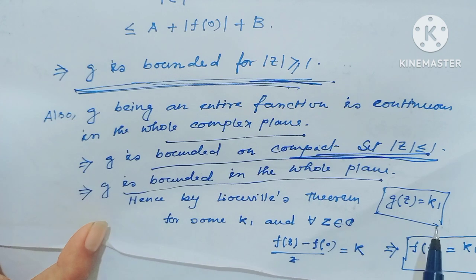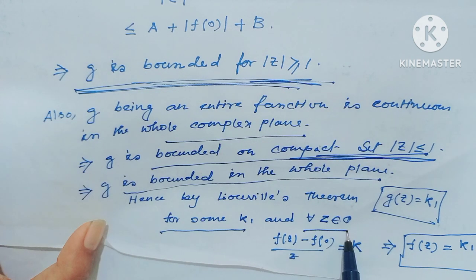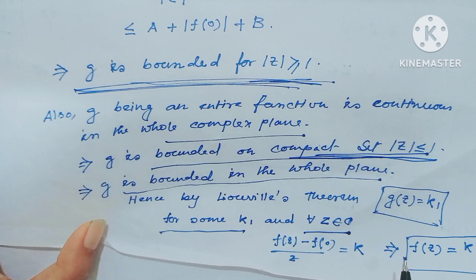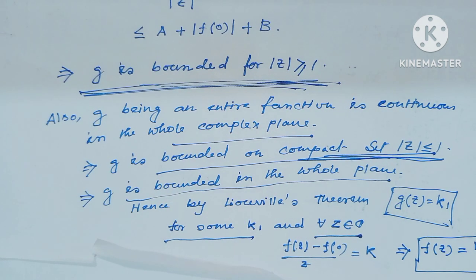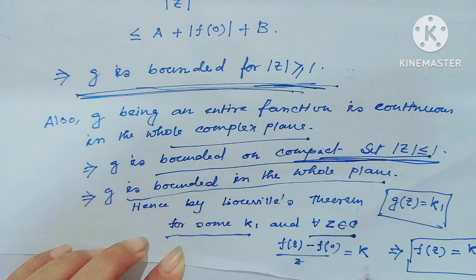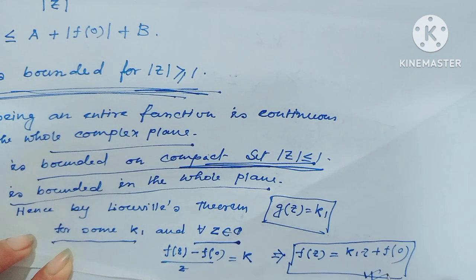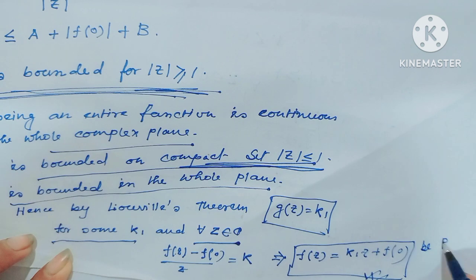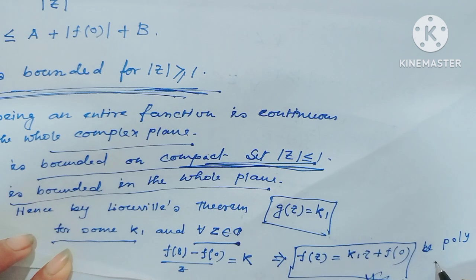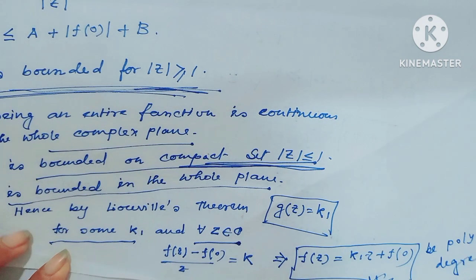Hence by Liouville's theorem we can tell Gz equal to a constant, for some constant k1 and for all z belongs to C. Since Gz equal to a constant and Gz means Fz minus F0 over z, that implies Fz equal to k1z plus f0, and this is a polynomial of degree 1. So I have got when n equal to 1, this is a polynomial of degree 1.